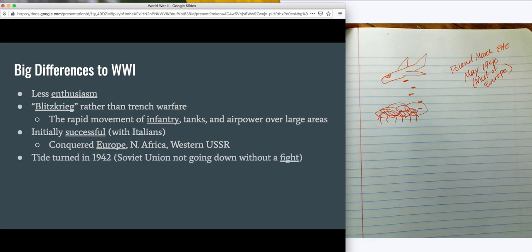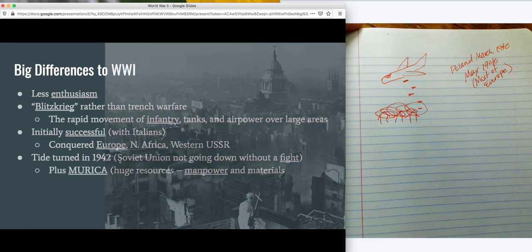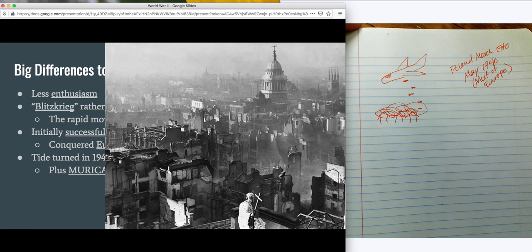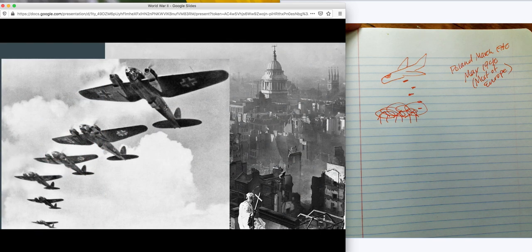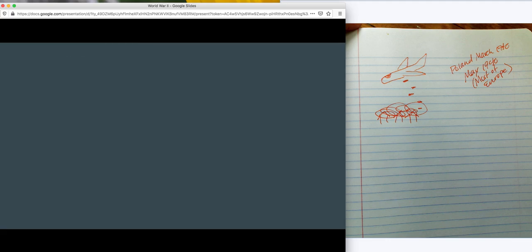Because I mean, Hitler was building up his armies. And then the tide turned in 1942 because the Soviet Union was not going down without a fight. And then America came in, and America came in earlier this time. They had manpower and materials. So, again, Britain. Airplanes! Wow! Okay, so we will talk more about this.